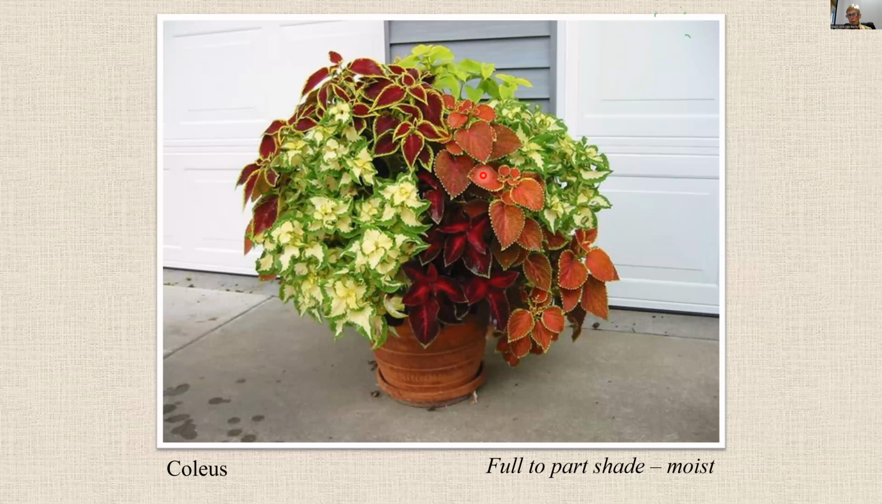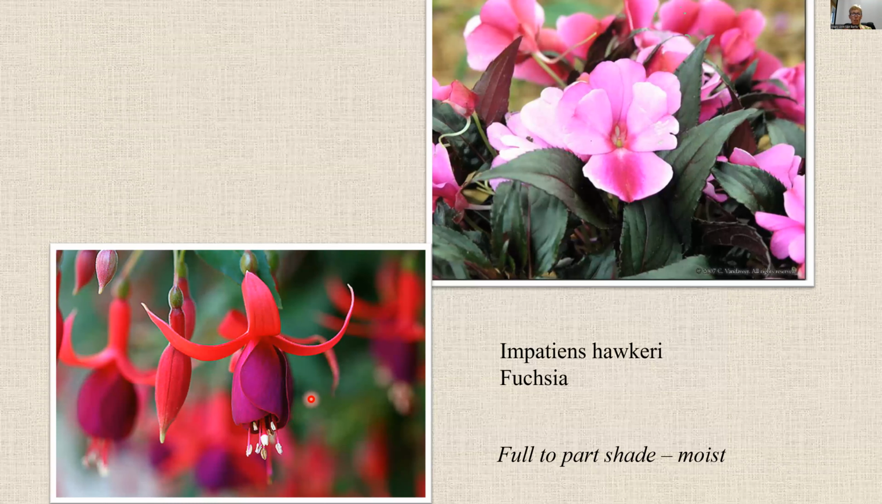Coleus does well in shade. And again, the color intensity may vary depending on how much light or how much shade it's getting. Fuchsia do really well in hanging baskets or even in the ground in the shade.